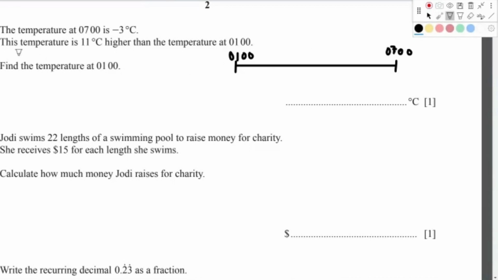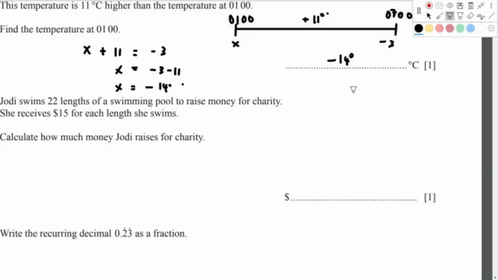Okay. Now, the temperature is 11 degrees higher than the temperature at 1 o'clock. So here it's -3. It must be 11 degrees higher. So what's here? So x plus 11 must be -3. So x must be -3 minus 11. X is -14 degrees. Got that?